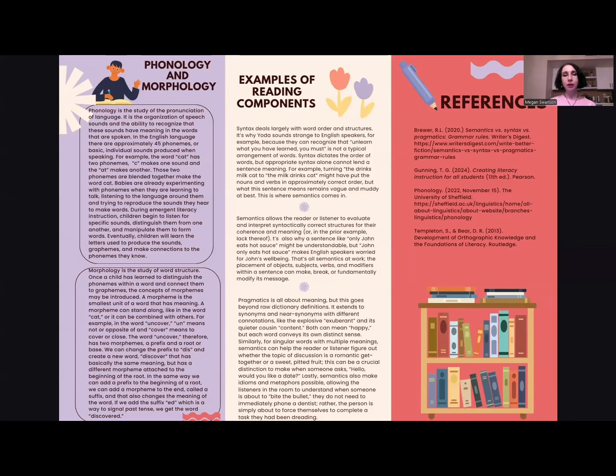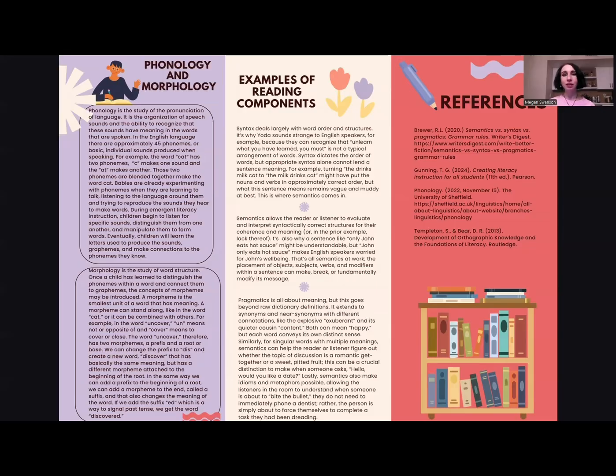For example, turning "the cat drinks milk" to "the milk drinks cat" might have put the nouns and verbs in approximately the correct order, but what this sentence means remains vague and muddy at best. This is where semantics comes in. Semantics allows the reader or listener to evaluate and interpret syntactically correct structures for their coherence and meaning, or in the prior example, lack thereof.